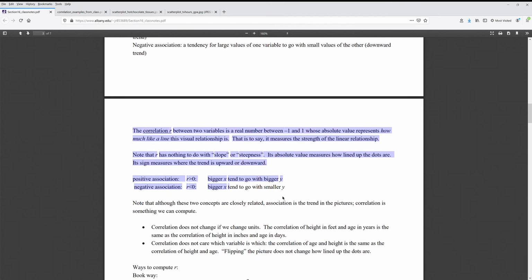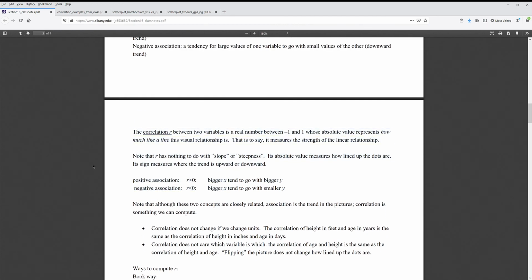So before we actually compute correlation, some observations about it. Correlation is always between -1 and 1, and it can always be computed, with one sarcastic exception that we'll talk about a bit later. But if you have two actual variables that actually vary, then correlation can always be computed, and it'll always be between -1 and 1. Correlation does not change if we change units.